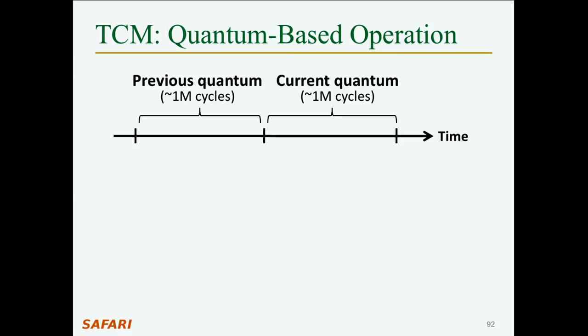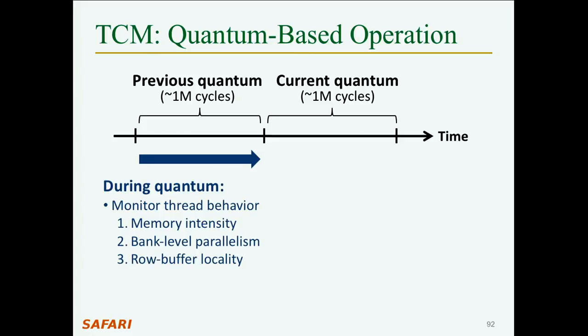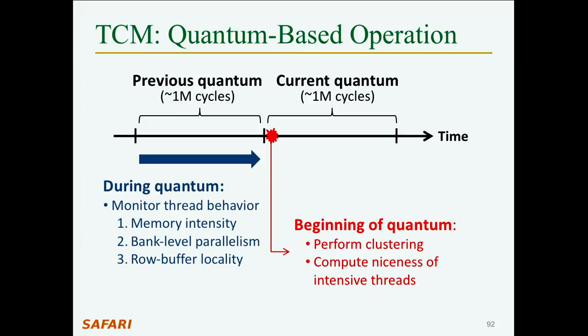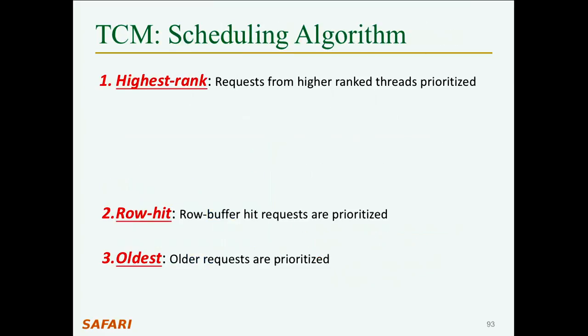Now, clearly, we've complicated the scheduler a lot more now, right? And that's one of the downsides of all of this, actually. So how does this operate? It's actually similar to Atlas. During a quantum, you monitor the thread behavior. At the beginning of the quantum, you perform clustering using memory intensity, and you compute the niceness of the threads that are in the intensive cluster. And in the next quantum, you use the scheduling policy that we described, but at very short intervals, you shuffle the thread ranking. So you don't keep the same thread ranking in the intensive cluster, but you shuffle it in a way that takes into account niceness.